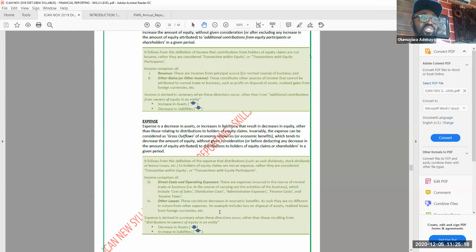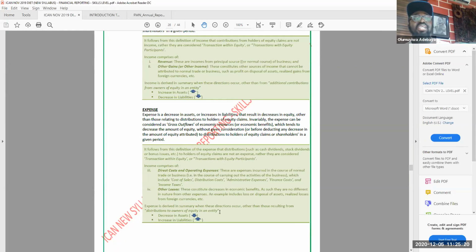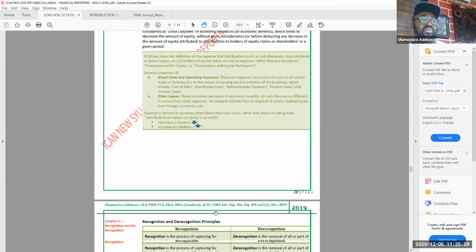Likewise, your expense, you have direct cost and operating expense, and any other thing other than that, such as losses, are considered expense also, but we consider them as other losses. Okay.